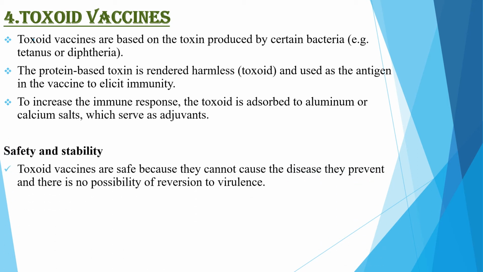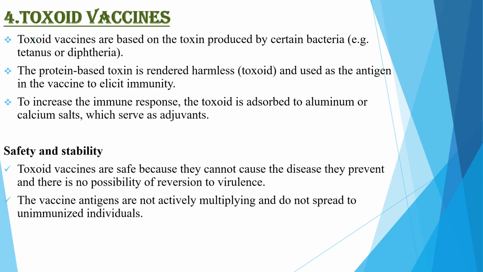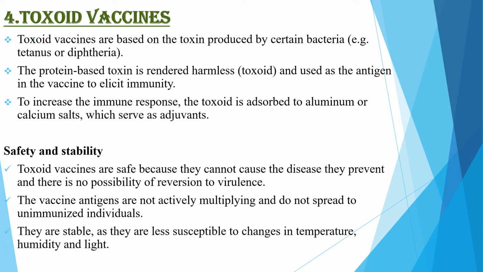Regarding safety and stability, the toxoid vaccines are safe because they cannot cause the disease they prevent, and there is no possibility of reversion to virulence. The vaccine antigens are not actively multiplying, and they do not spread to unimmunized individuals. They are stable, and as they are less susceptible to change in temperature, humidity, and light, this is also good in the case of problems in the cold chain.